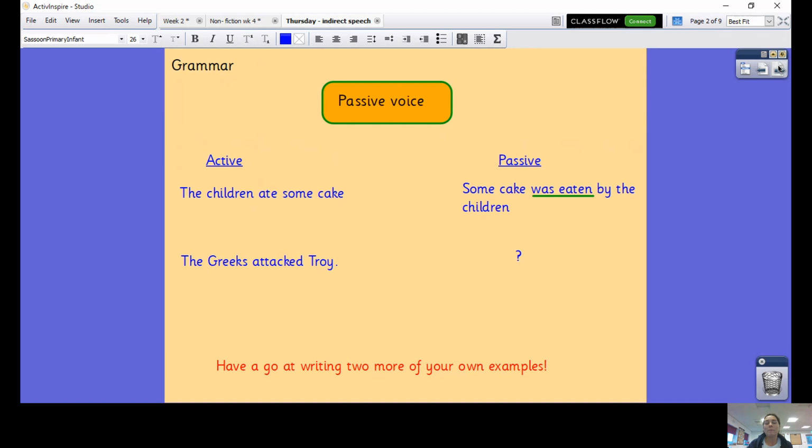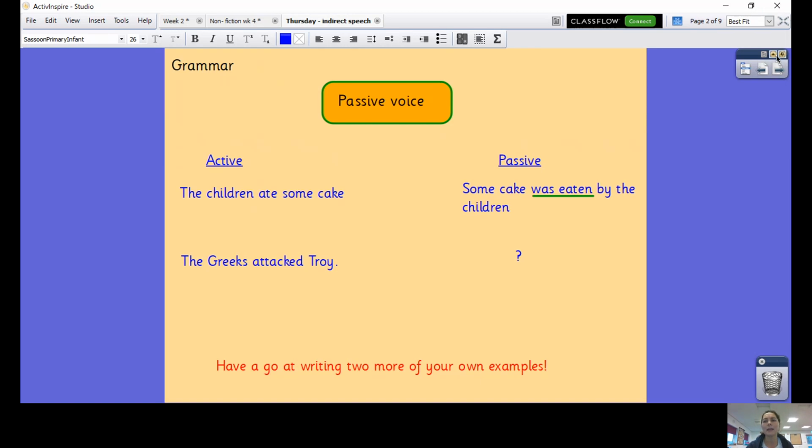The passive voice is all about what is being done to someone or something, whereas in the active voice, it is all about the person that is doing the something. So, for example, the active voice would be, the children ate some cake. If we were turning that into the passive voice, you would bring your cake, your object, to the front of the sentence. So, some cake was eaten by the children. Okay, so you've got that form of the verb to be in was, and you've got your main verb, which is eaten.